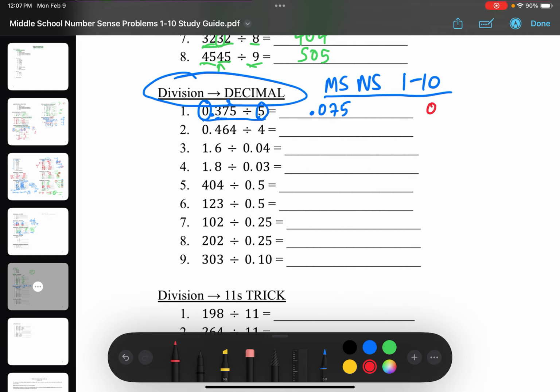If I were to have written down 0.0750, that would be incorrect because of this extra 0. So we can't write extraneous zeros. Let's try this one here.